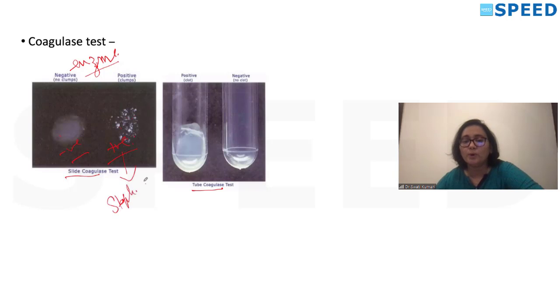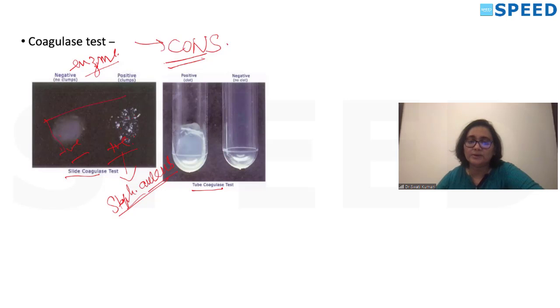So on the basis of coagulase test, you classify Staphylococcus. Which are positive, we say Staphylococcus aureus. Which are negative for coagulase, we say CONS, coagulase negative Staphylococcus. Okay. And we have two methods. When we do on a slide, we call it a slide coagulase test. When we do in a tube, we call it a tube coagulase test. In the tube coagulase test, where clumping or thickness is there, that is called a clot, we say it is positive. Where it's not, it's negative.